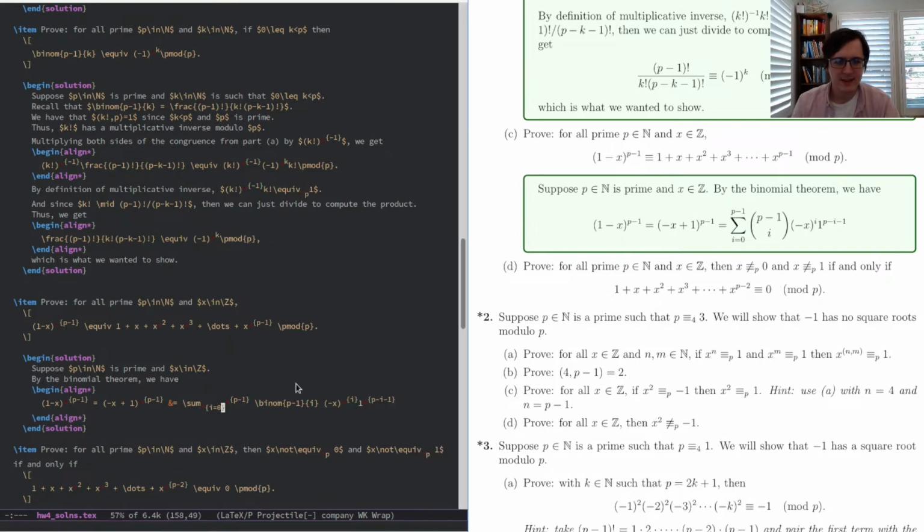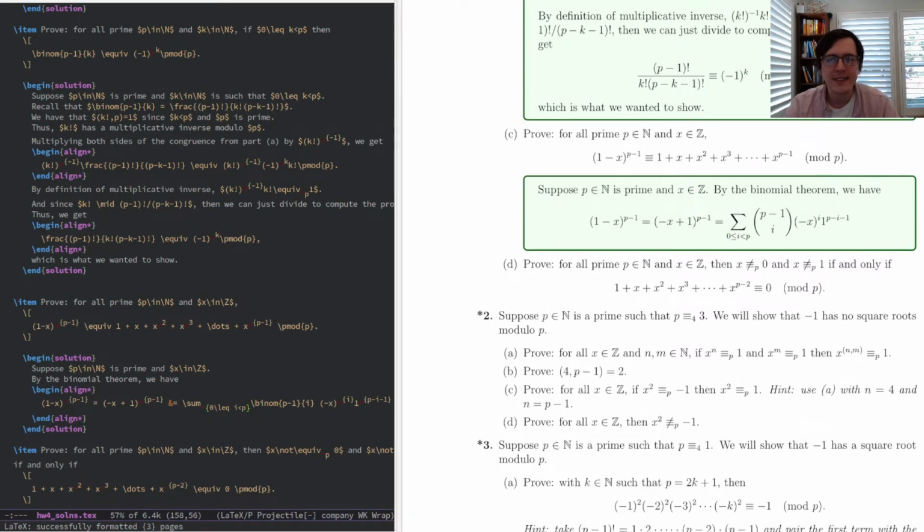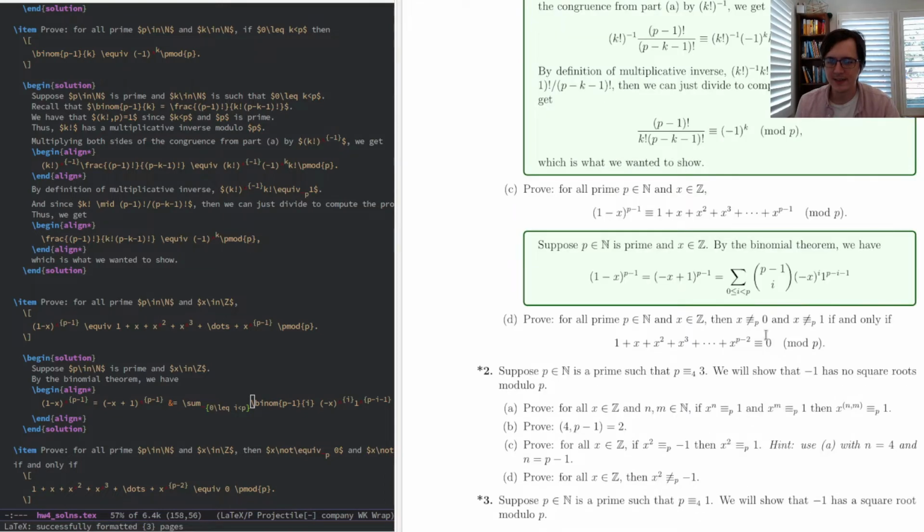The other way to do this is 0 is less than or equal to i is less than p. I just think it looks nicer, makes the inequality clear. So it's the sum over all things that satisfy that property.